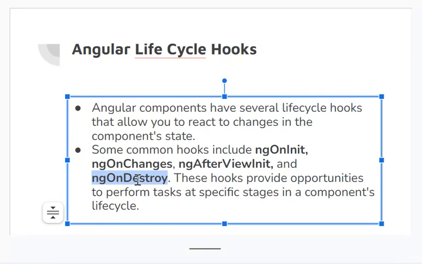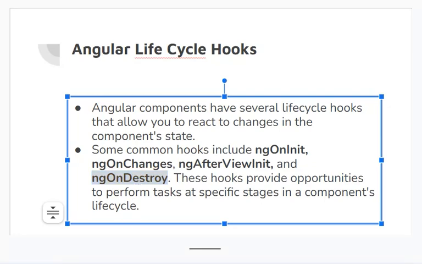This hook is normally used, for example, when we want to unsubscribe some observables, or close some connections, let's say some API connections or some database connections, or we want to release the resources. That's where ngOnDestroy is called. It happens just before we are destroying the component, so we use ngOnDestroy at that time.